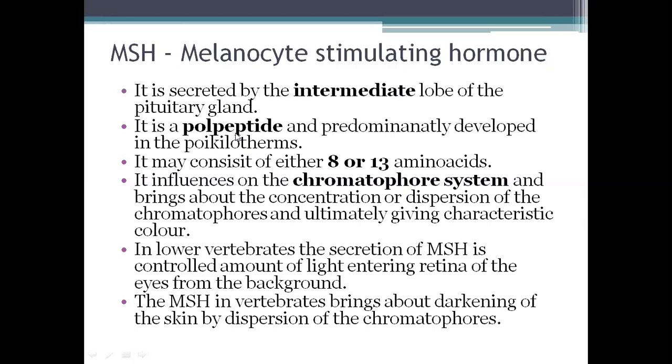Again, the MSH is a polypeptide. It is predominantly developed in the poikilotherms, or the ectothermic organisms. Okay, so it is in two forms. It may have either 8 amino acids or 13 amino acids. Based on that, alpha and beta, it is classified. It mainly acts on the skin, controlling the chromatophore system, mainly helpful in either concentrating the skin pigments or dispersing the skin pigment, having a role in giving characteristic color in these organisms. Okay, so this skin coloration is important in case of the poikilotherms.